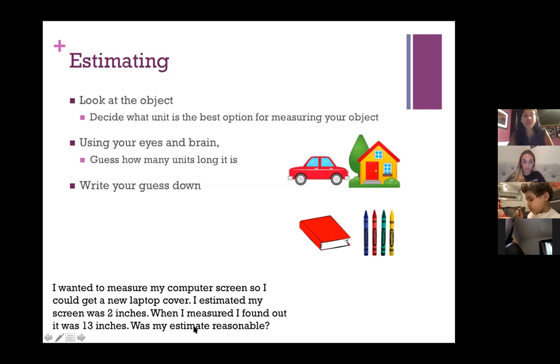So I don't think my estimate was reasonable because it's really far away from what the actual screen size was. I predicted it was going to be 2 inches. It was 13. That's a very, very, very different answer. All right. Kofi, I see your hand raised and you really want to share something. Tell us, do you have experience with measurements?